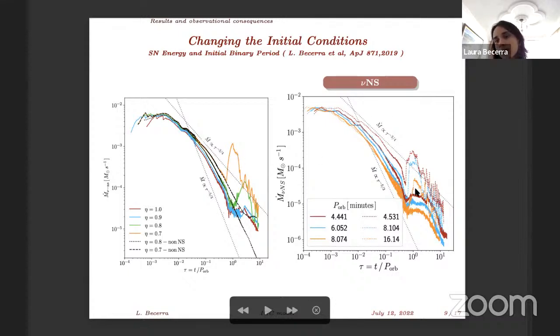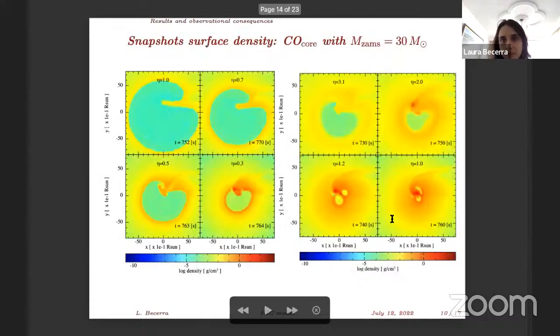And we see the same effect in the last case with the changes in orbital period. We just see that initially we have the fallback accretion that is almost independent of the initial condition of the system. But we see that the accretion decreases, or this late bump decreases, with the increase of the orbital period.